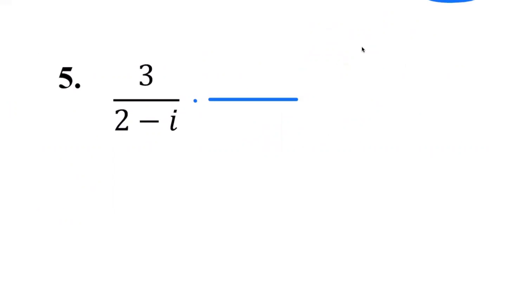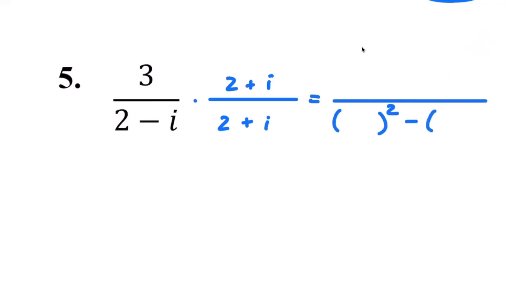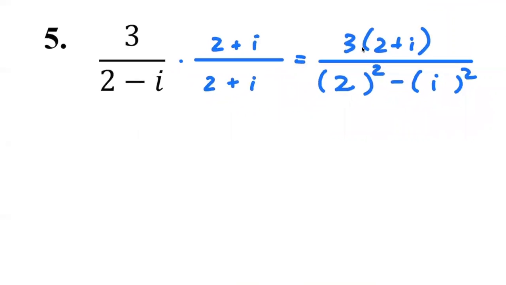So what are we multiplying here? The conjugate of 2 minus i is 2 plus i. That's a conjugate. And why do we entertain the idea of conjugate? It's because in the denominator, we'll have a squared minus b squared. What's the a term? 2. What's the b term? i. For the numerator, nothing complicated. Just go ahead and multiply them. So what do we have in the denominator? We have 4 minus i squared, which is minus 1.